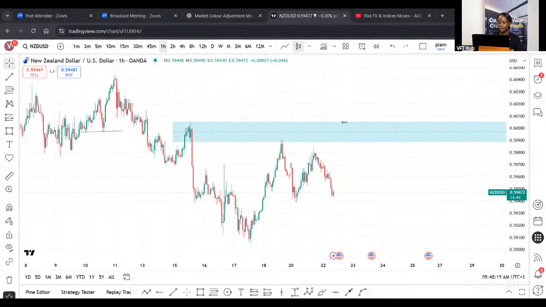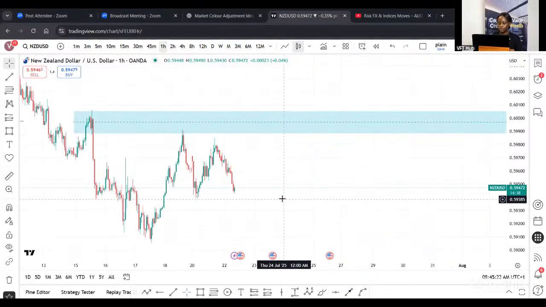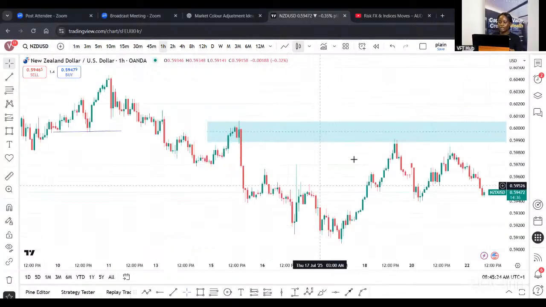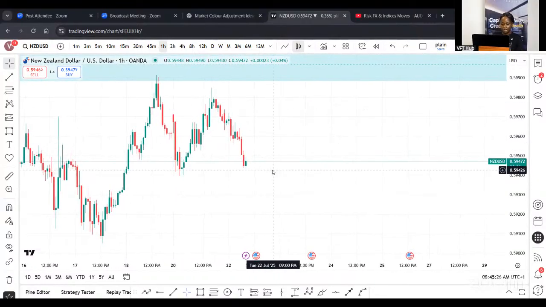So you'd also keep your eye out on fundamentals, of course. Those are the movers of the market and not just technicals. I stated that.